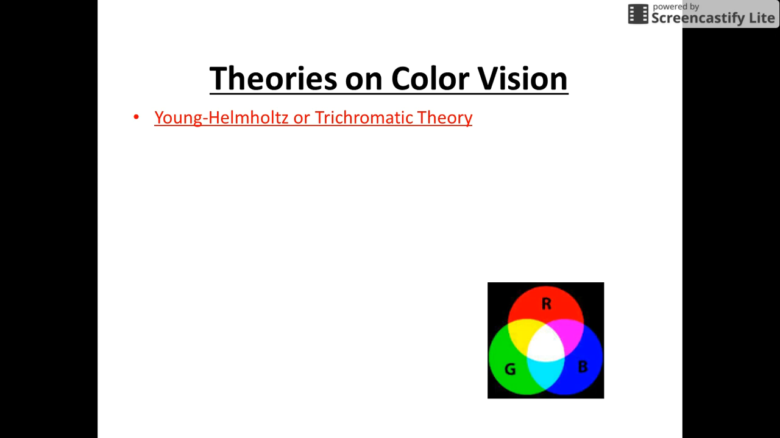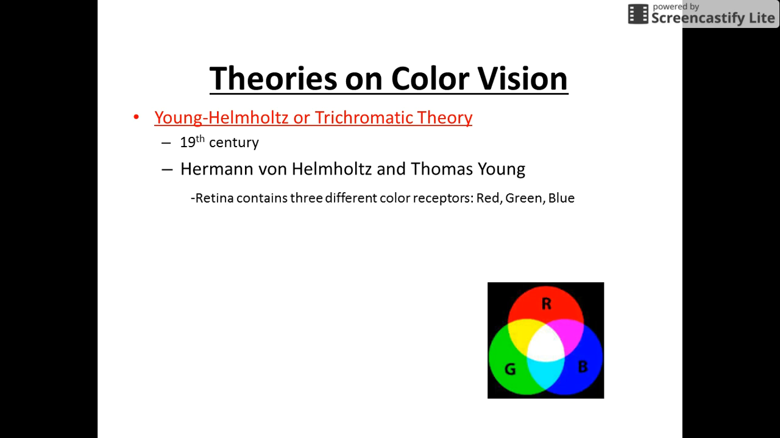You need to know both of them. This helps us understand colors. So the first one is known as the Young-Helmholtz, or it's known as the trichromatic theory, two different names. Okay, it was developed in the 19th century by Hermann von Helmholtz and Thomas Young, hence Young-Helmholtz theory. Okay, what they believed is that the retina contains three different colors.